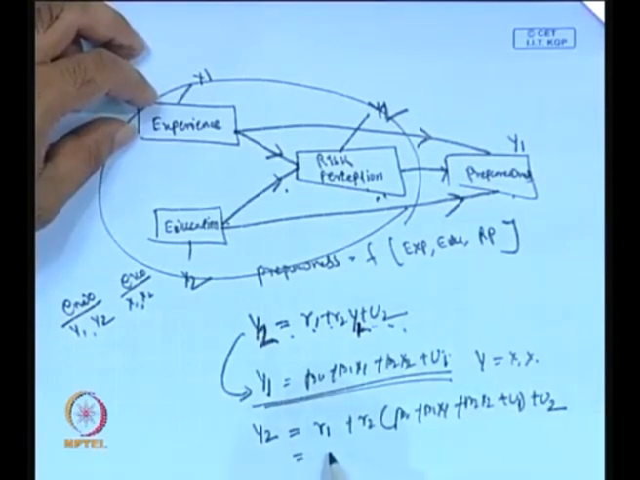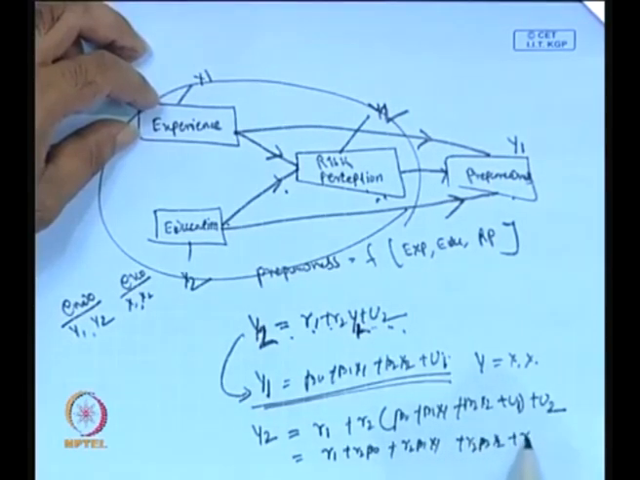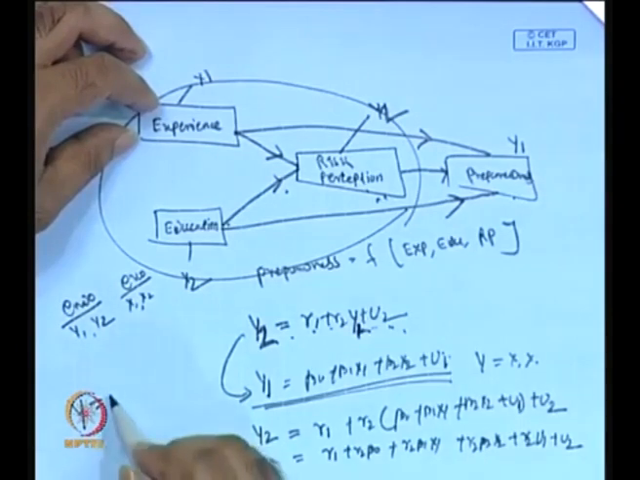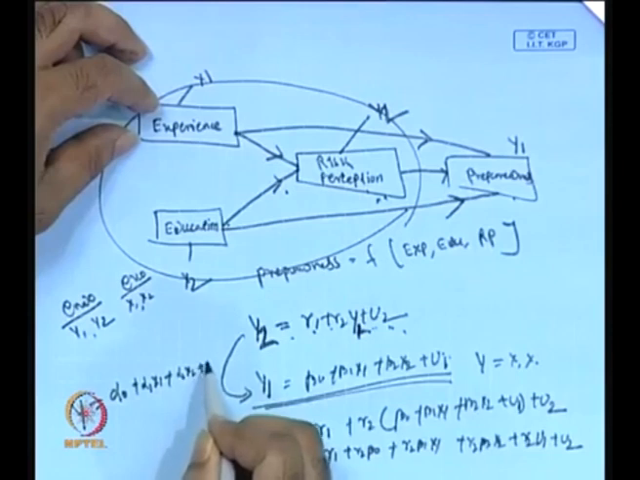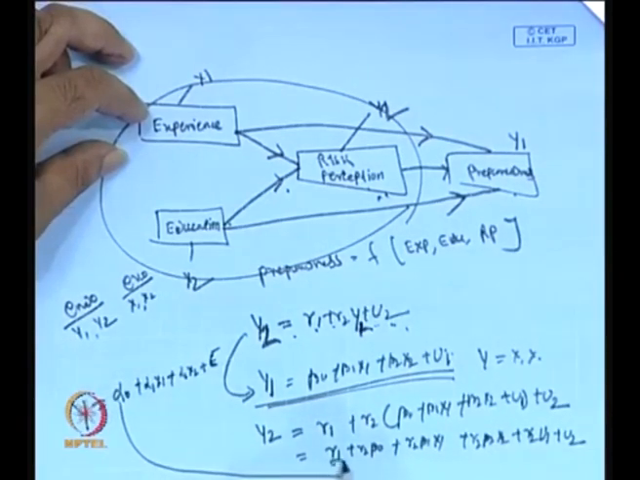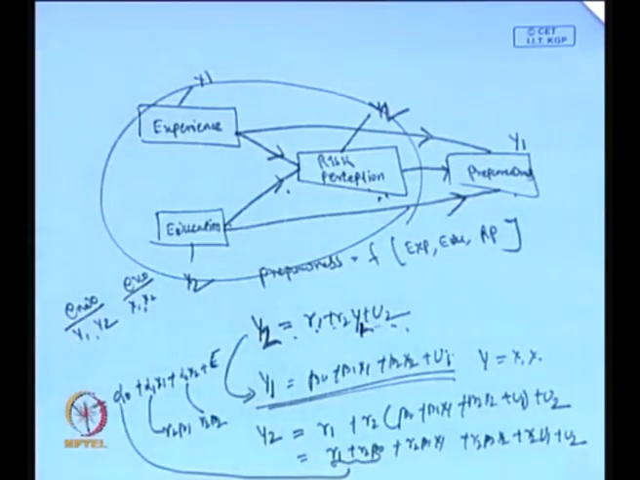Okay, so now you simplify this one. This is gamma 1 plus gamma 2 beta 0, plus gamma 2 beta 1 x1 plus gamma 2 beta 2 x2 plus gamma 2 u1 plus u2. Now the moment I summarize, I can write it simply as alpha 0 plus alpha 1 x1 plus alpha 2 x2 plus an error component epsilon. See here, alpha 0 is nothing but this particular item. Similarly, alpha 1 is nothing but gamma 2 beta 1, then alpha 2 is nothing but gamma 2 beta 2. Then accordingly we have to find its solution.